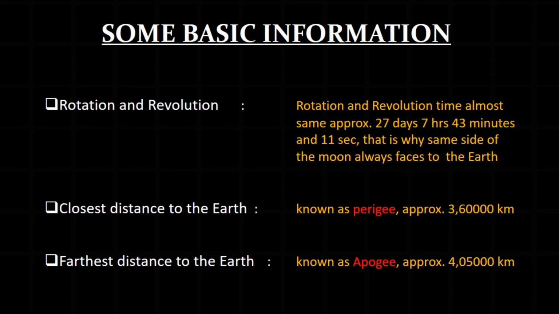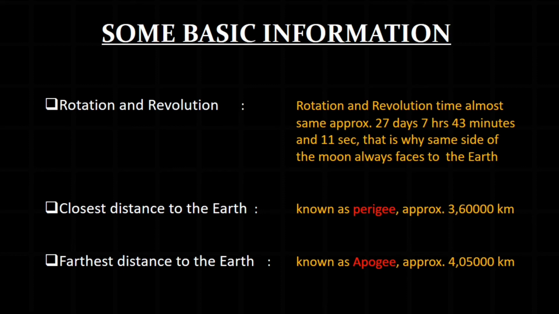Rotation and revolution: the rotation and revolution times are almost the same, approximately 27 days, 7 hours, 43 minutes and 11 seconds. That is why the same side of the Moon always faces the Earth.